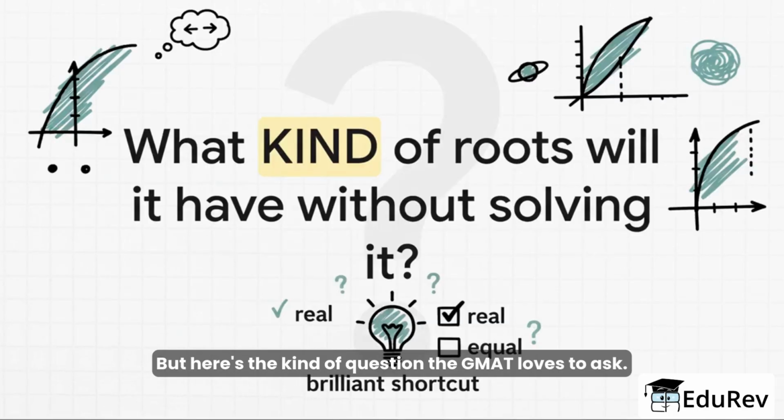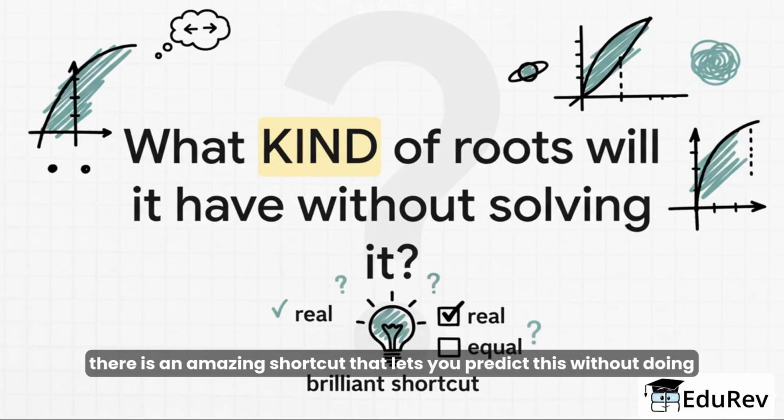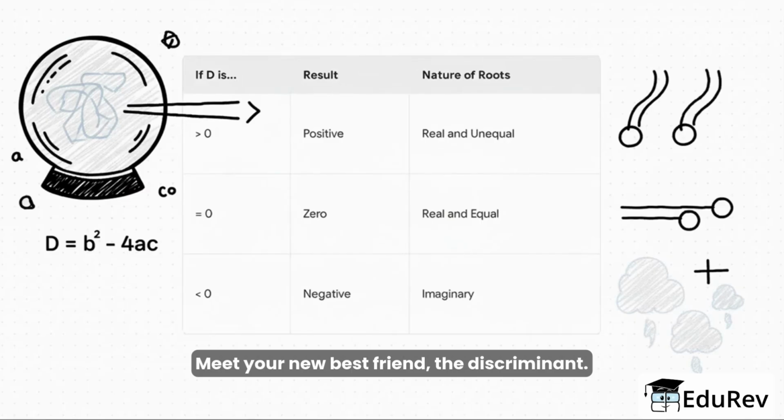But here's the kind of question the GMAT loves to ask. What if you don't need to find the actual solutions? What if you just need to know what kind of solutions they are? Are they real numbers? Are they the same? Well, there is an amazing shortcut that lets you predict this without doing all the hard work. Meet your new best friend, the discriminant.